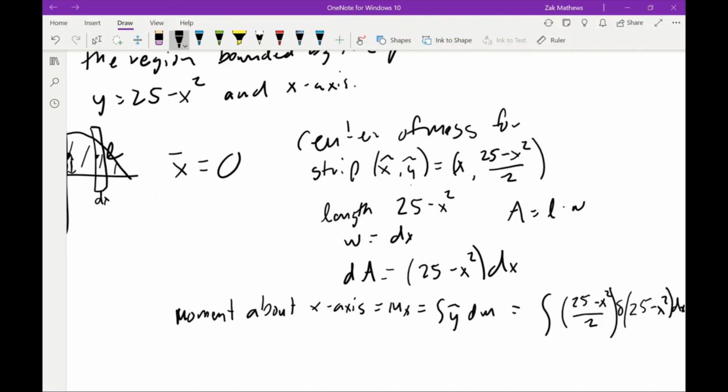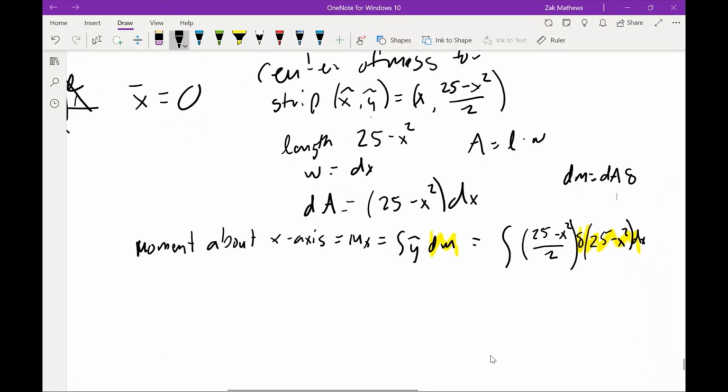Let me squeeze that in there. So let's see if I can get this to change colors. There we go. This portion right here is the dm. Why is that? Well, dm must be equal to the change in area times the density. We're told that the density, delta, is a fixed number, it's constant, so we're multiplying that by the area. So now what we can do is pull that delta to the front.